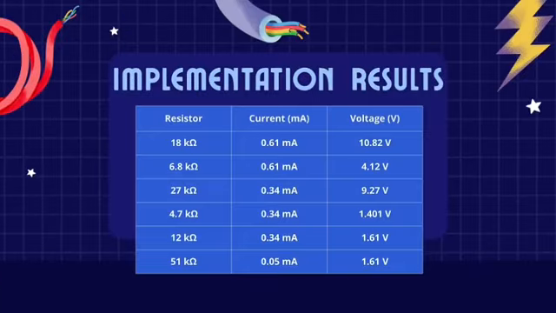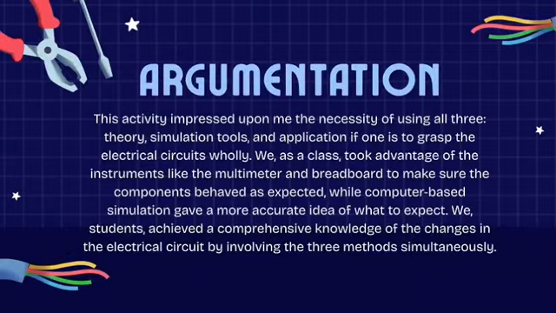Finally, in this slide, you can see all our measurements, starting with the 18k ohms resistor with 0.61 milliamperes and 10.2 volts, passing through the 6.8 ohms resistor with also 0.61 milliamperes and 4.2 volts, and then we can continue on and on. By combining theoretical mesh analysis, the Tinkercad simulation, and the real measurements, we confirm how the circuit behaves.